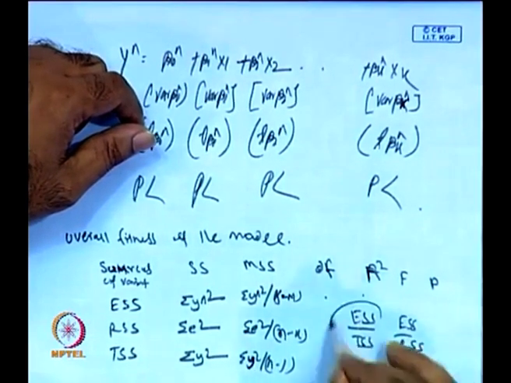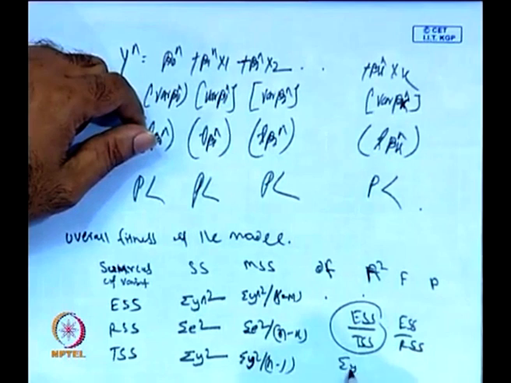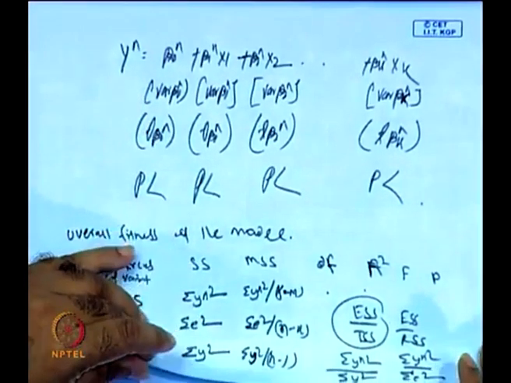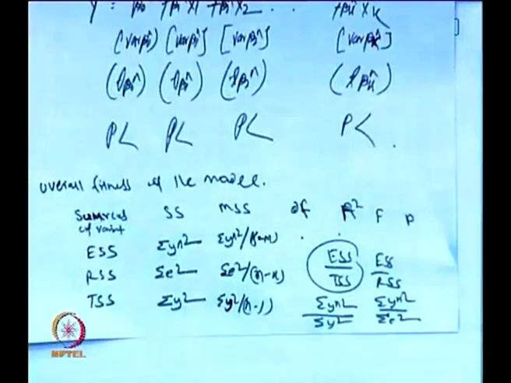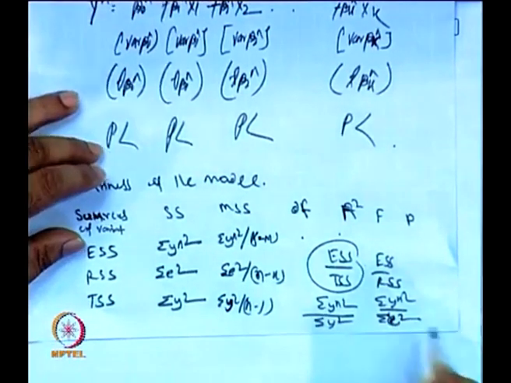So, this is R square, ESS by TSS, and obviously F is ESS by RSS. Similarly, this is summation y hat square by summation y square, and this is summation y hat square by summation e square. So this is how you have to proceed. This particular structure is like this, this is summation e square.